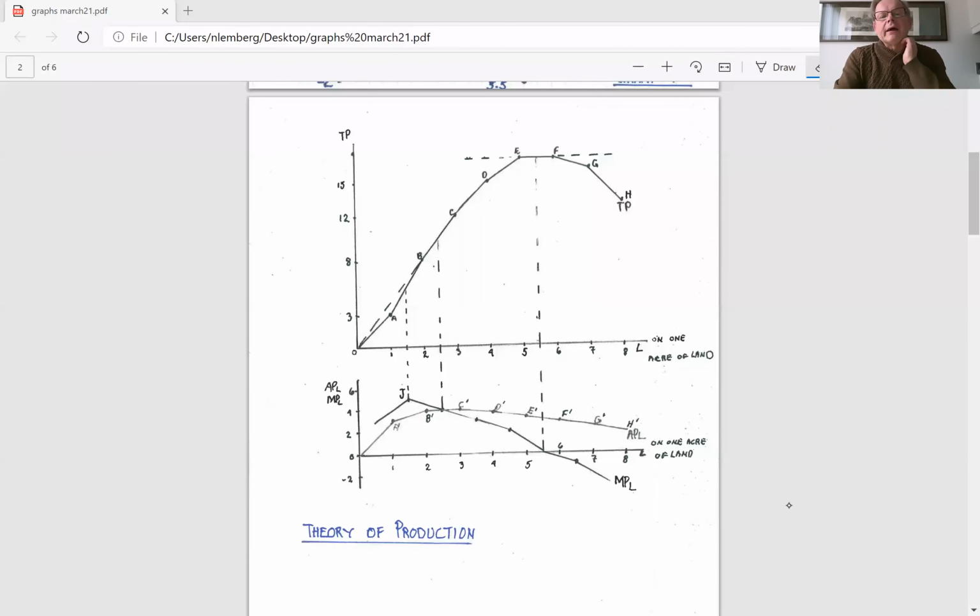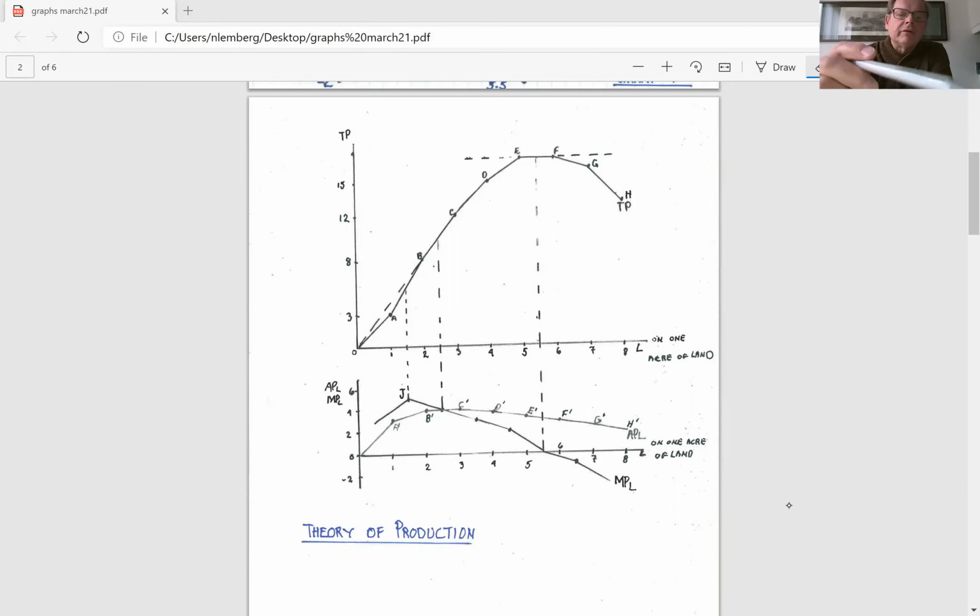So here's the graph for that particular table. It's a two-part graph. Remember again that the y-axis has to align, and on the top one, we're going to put total product. On the bottom graph, we're going to put the average product of labor and the marginal product of labor. The scale on the x-axis, which is labor, will have the same scale, very important.